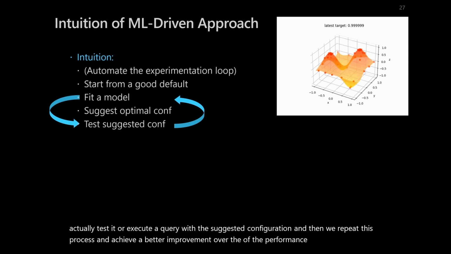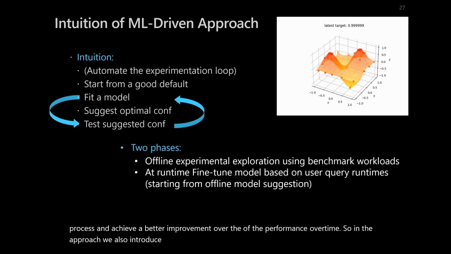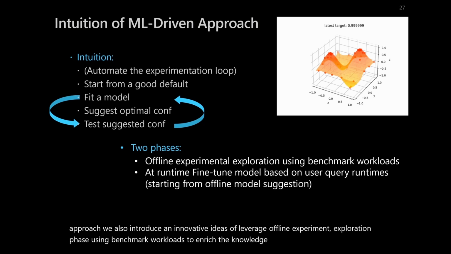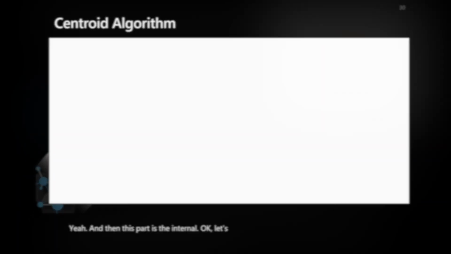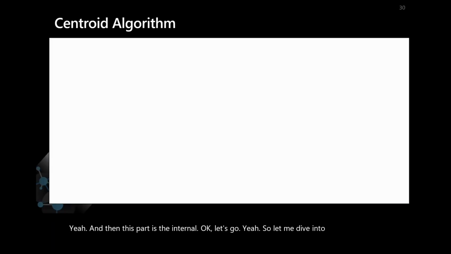In this approach, we also introduce the innovative idea of leveraging an offline experiment exploration phase using benchmark workloads to enrich the knowledge of this machine learning model. During the online phase, we do the fine tuning such that the model has better and better performance on the customer query over time. So let me dive into more details of this process.